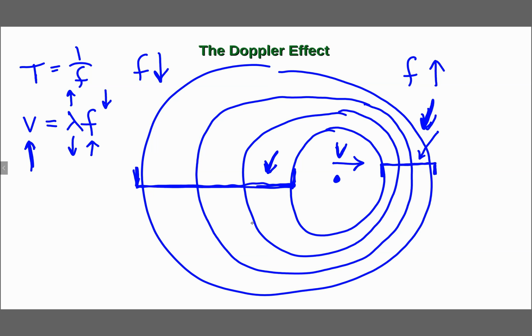So if I have a listener just standing here, they get a higher pitch as the thing's coming at them. And then as the thing passes them and moves away, so now at a different time he's back here, now the listener gets a lower pitch as the thing moves away. Okay? This is called the Doppler effect.